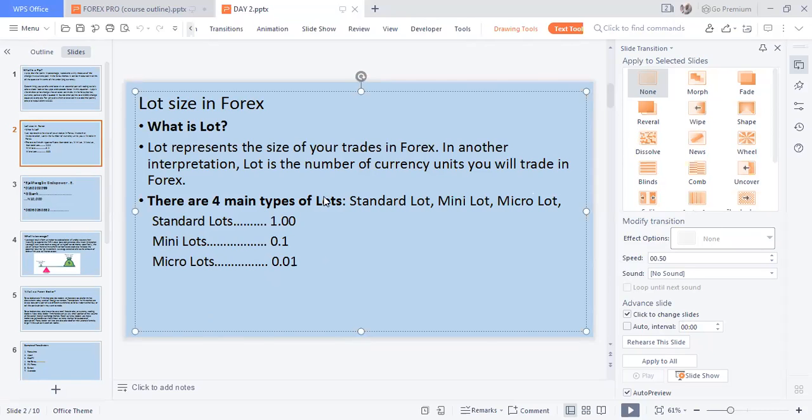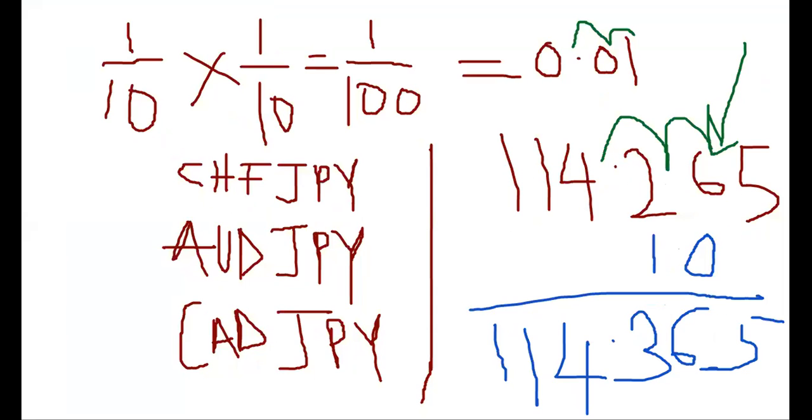I have a method I use for this calculation of lots. And the method is, I will say, x over 10,000, where x is the unknown.